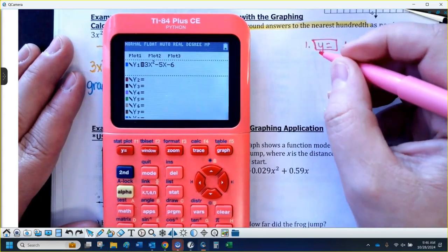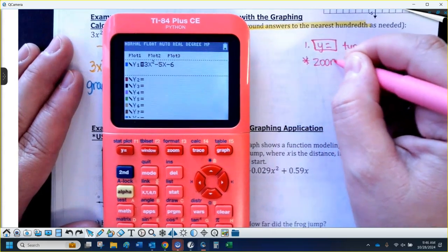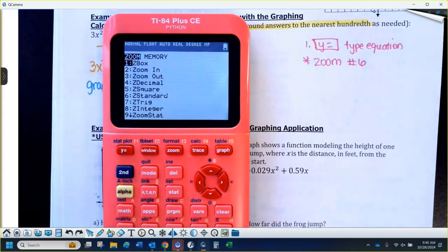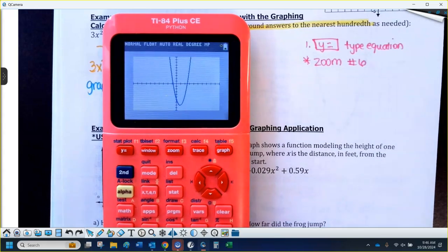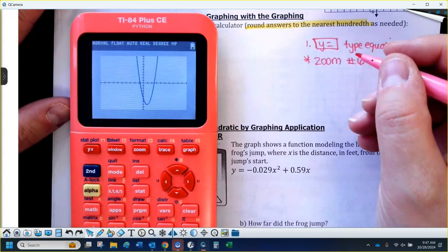I'm going to have everybody just do me a little favor just so we start in the same place. I'm going to have you hit the zoom button and then pick number 6. That just gives you a basic -10 to 10 window. It says zoom standard, so I just hit zoom and the number 6 just so we all start in the same place and we can manipulate it as we need to. But in this case, we can see where the graph crosses the x-axis in both places. So I'm actually going to just leave that in terms of changing anything around with the zoom alone.